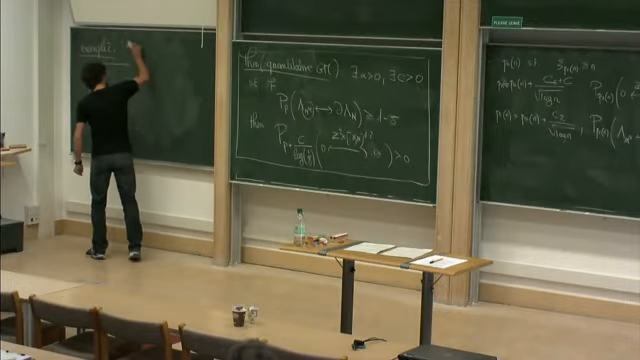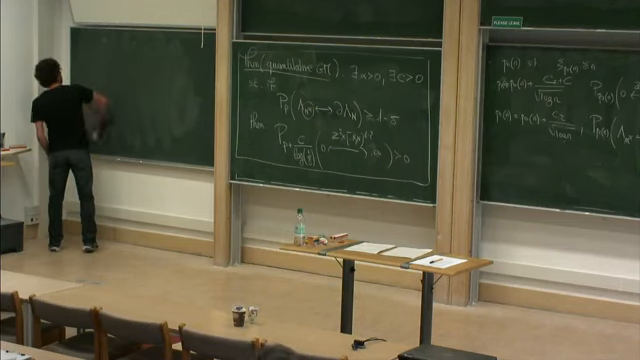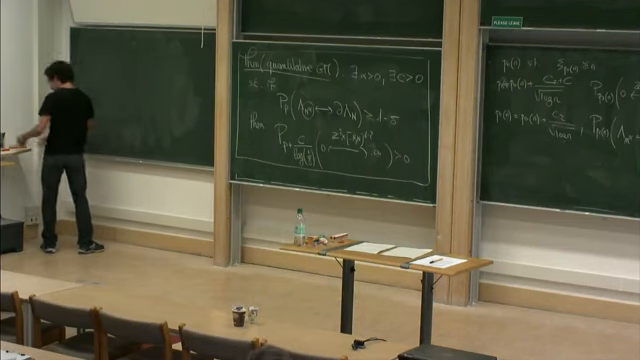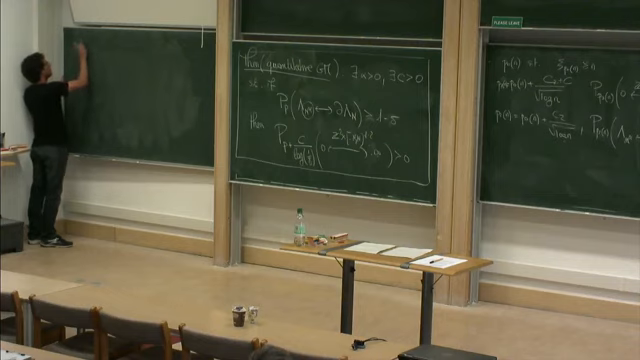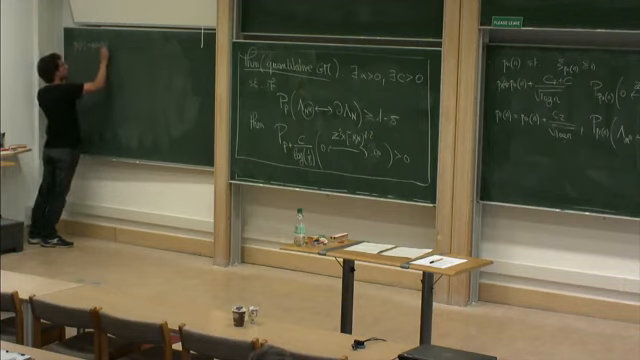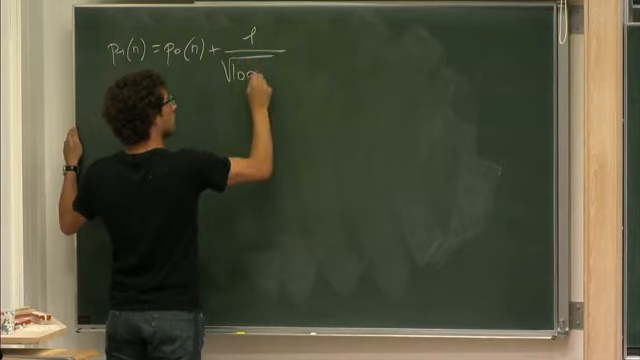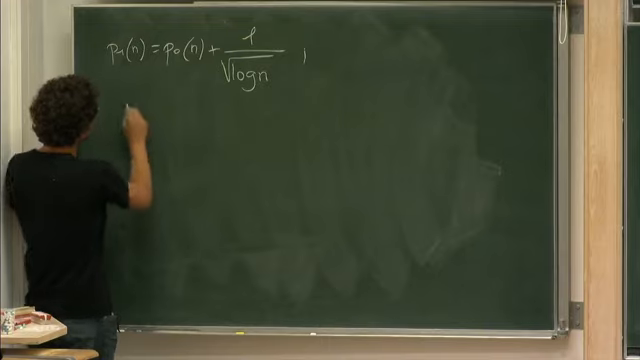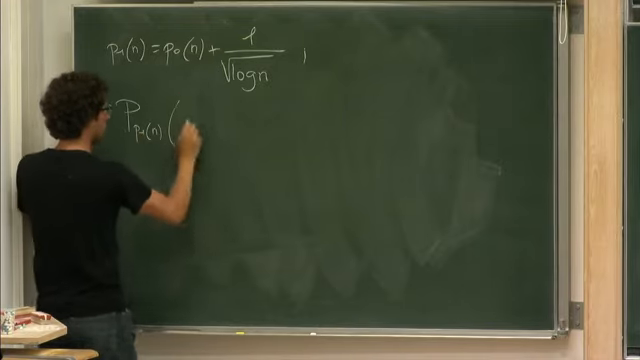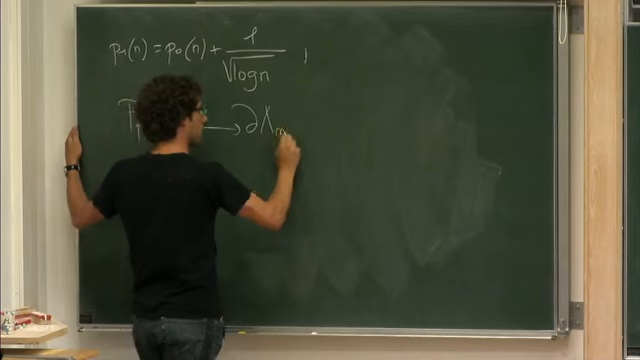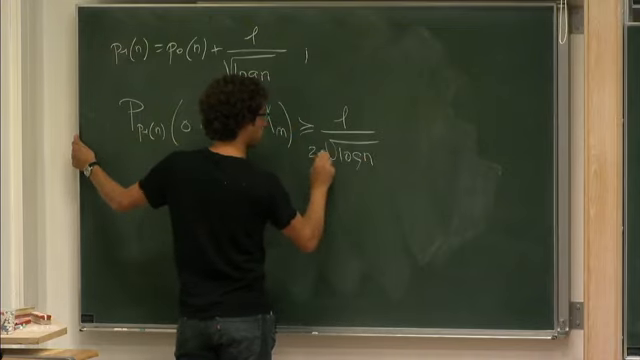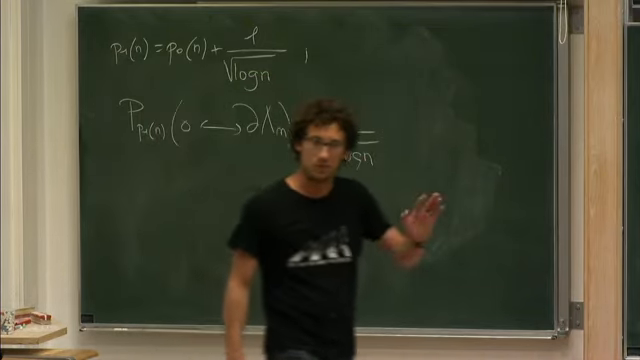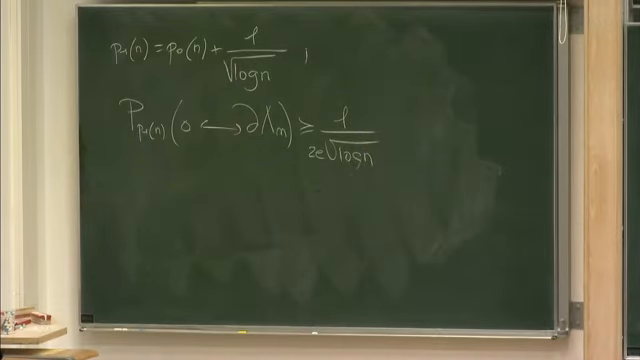This differential inequality allows you to do something that you didn't know how to do before, which is that if I look at p1 of n, which is p0 of n plus 1 over square root log n, then at p1 of n, the probability that 0 is connected to the boundary of the box of size n is larger than 1 over square root log n. Maybe there is a 2e here if you want to be careful, but it's of order 1 over square root log n. So we are still very far from this type of estimate.